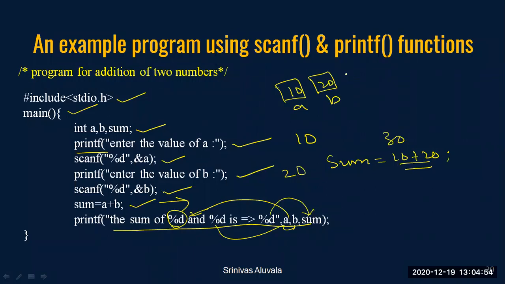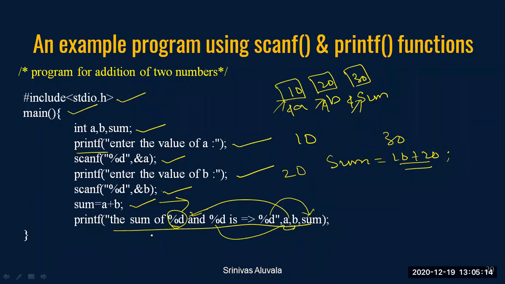And I have one more memory block named sum, and that memory contains the value 30. So this memory has an address, and this address is represented with an ampersand. Whenever I say ampersand, it stores in the address of a, it stores in the address of b, and it stores in the address of sum.